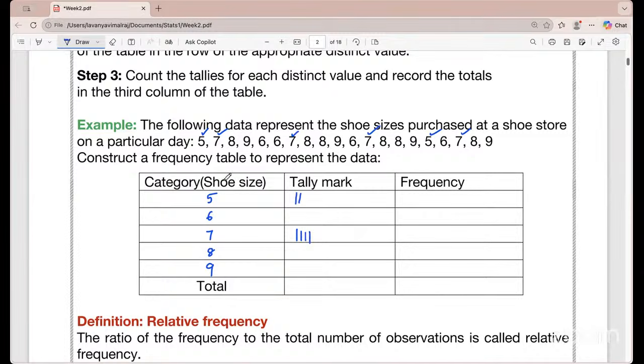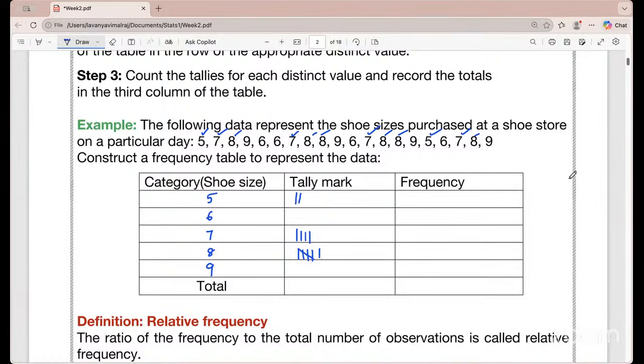And 8 is appearing 6 times: 1, 2, 3, 4, 5, and 6. So for a tally, whenever you reach 4, you mark the fifth like this. So this is 5 and then 6. This is the usual procedure to make a tally mark.